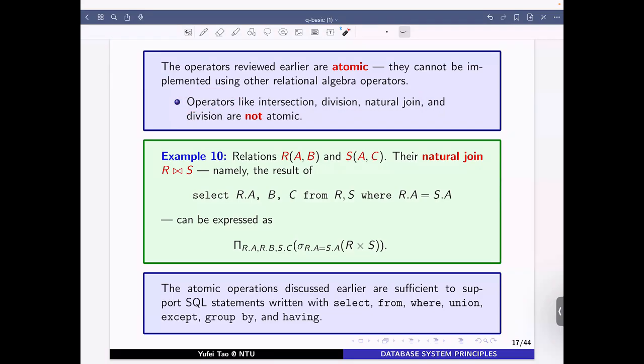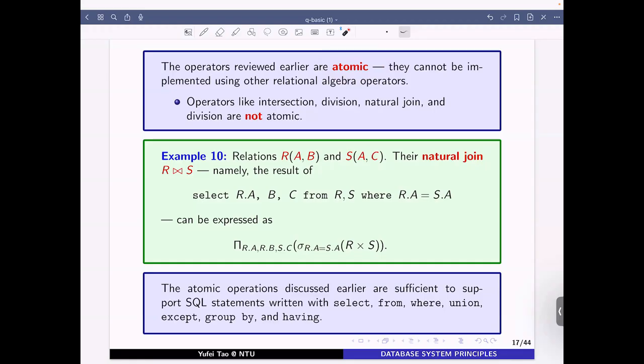As long as you know how to support the atomic operators, you know that these operators can also be supported. That is the idea, which is why later when we talk about algorithms for handling relational algebra operators, we will focus on atomic operators. Actually, it suffices to focus on atomic operators because once you have the algorithms to deal with these kinds of operators, the non-atomic ones can be converted to atomic operators.